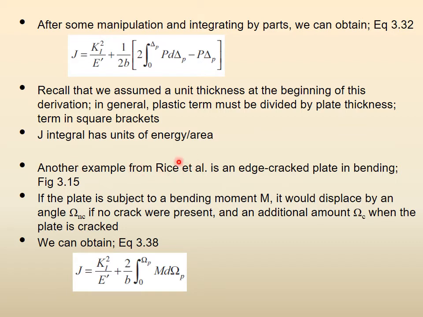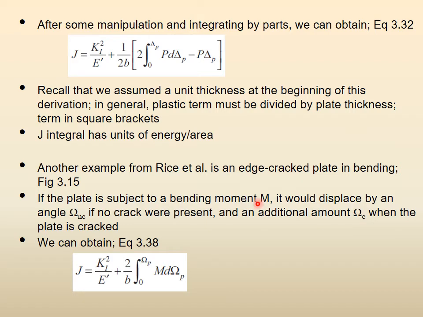Another example from Rice and their group is an edge cracked plate in bending. We will show you in the next page. If the plate is subject to a bending moment M, it would displace by an angle omega NC if no crack were present. This NC is no crack, and an additional amount delta C when the plate is cracked. So we will show you the figure, but again, don't worry about the mathematical derivation, just try to understand the basic math and the physics of the problem, the mechanics of the problem.